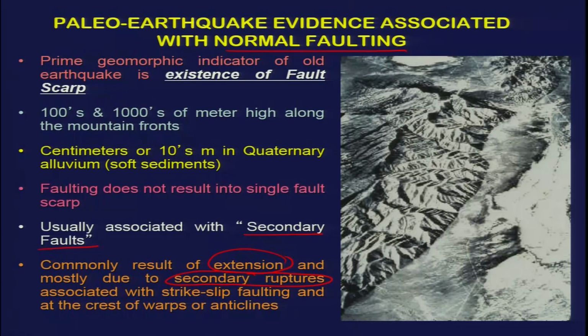As I told you, in an extensional tectonic environment, irrespective of the tectonic regime, you will find that normal faults will be associated with warping. When we are saying warp and anticlines, then we are talking about the compressional tectonic environment, and this is your strike slip faulting environment.